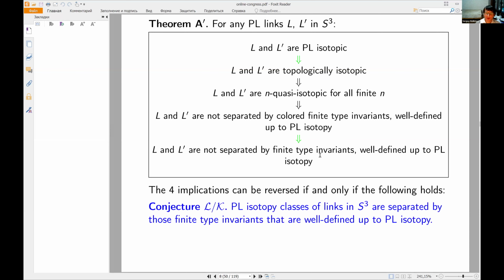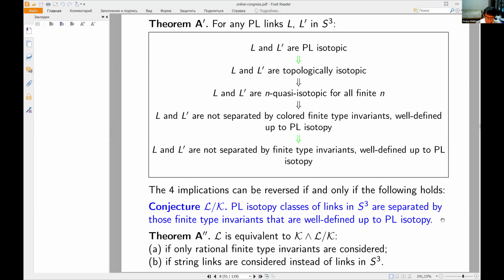So there are these four implications, and all of them can be reversed at the same time if and only if the composite implication from top to bottom can be reversed. And the composite implication reads as follows. It says that PL isotopy classes of links in S3 are separated by those finite type invariants that are well defined up to PL isotopy. So this can be considered as a version of the Vassiliev conjecture for links modulo knots, because it's modulo local knots. PL isotopy is addition and insertion of local knots.